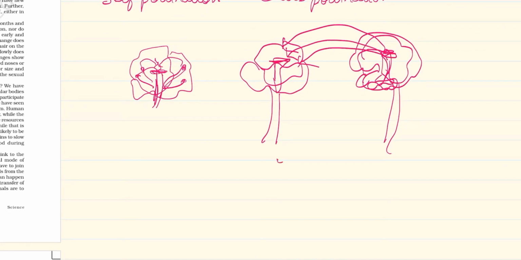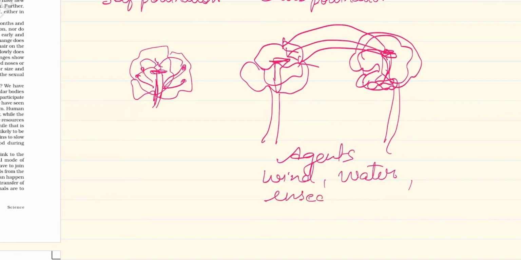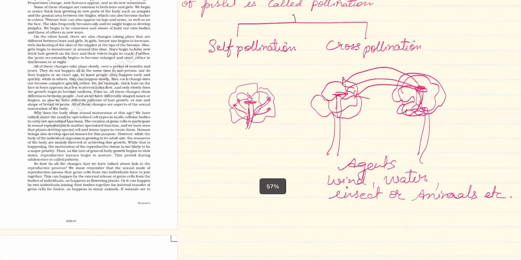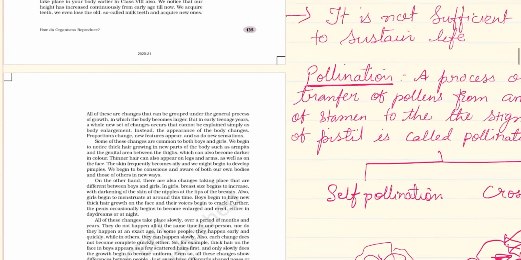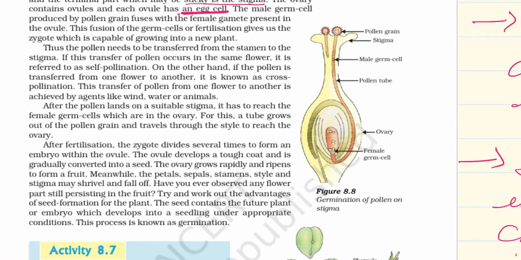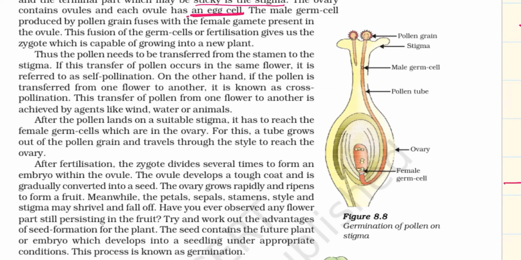And for this, they require agents. And the agents for pollination can be wind, water, insects, or animals, etc. So this is what we talk about pollination. Now once the pollination has occurred, that is, the pollen grain has reached the stigma, then what happens? Let us see. So here you can read it that thus the pollen needs to be transferred from the stamen to the stigma. If this transfer of pollen occurs in the same flower, it is referred to as self-pollination.